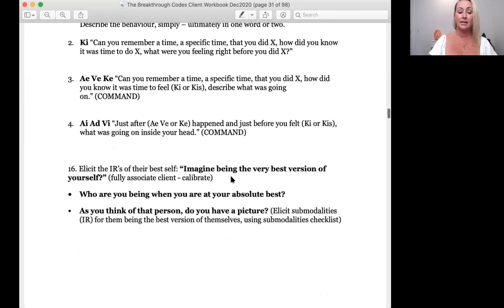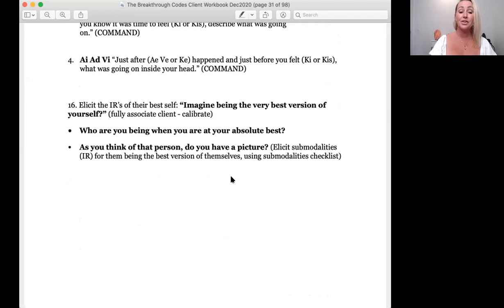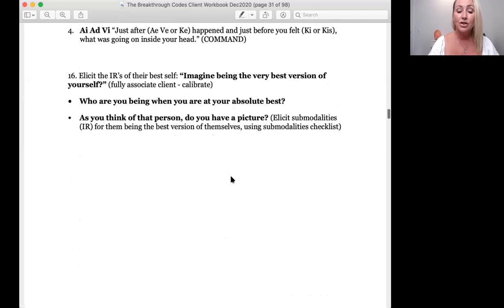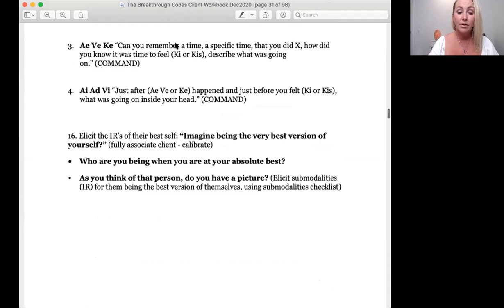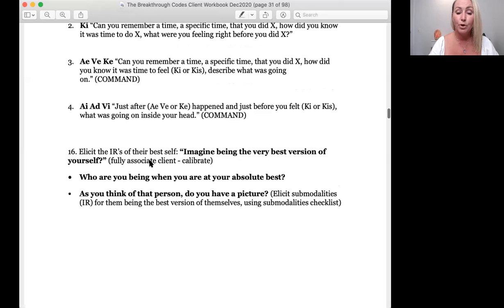Step 16 is elicit the internal representations of their best self, imagining being the very best version of yourself. So you ask them that question, who are you being when you're at your absolute best? And as you think of that person, do you have a picture? And then you elicit the submodalities, black and white or color, bright or dim, and so on. You're just going to elicit using that checklist right there. And you'll write best self up here on number 1. You're going to keep that because we're going to need it later on.